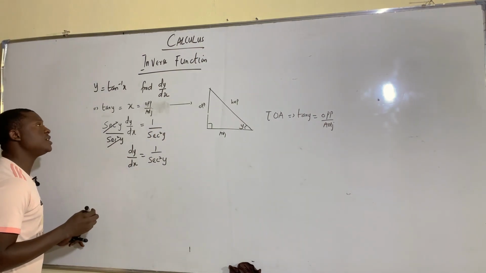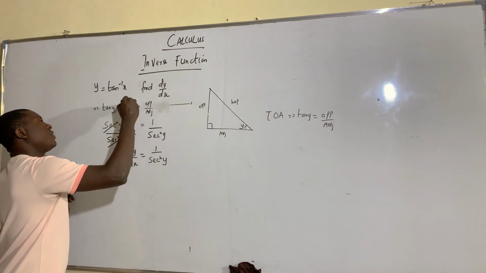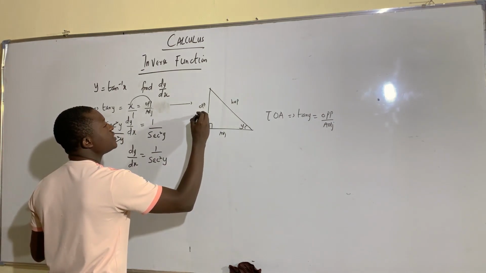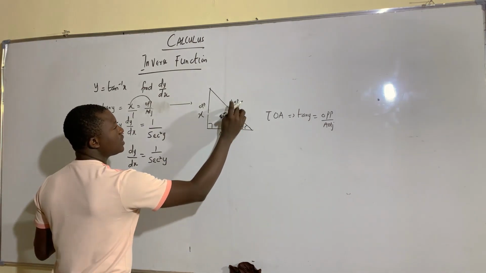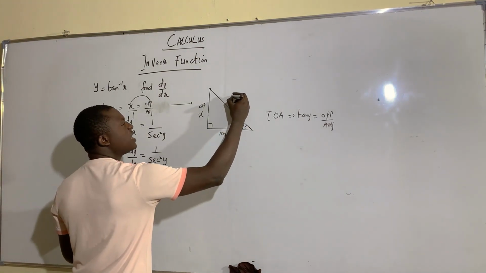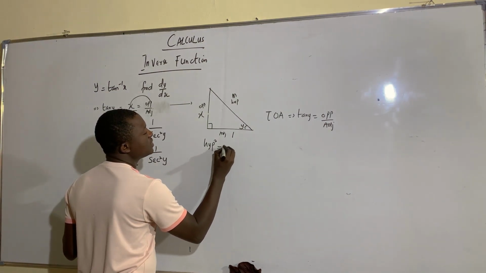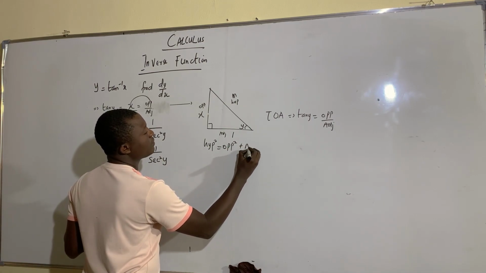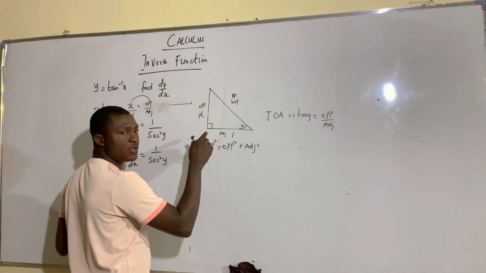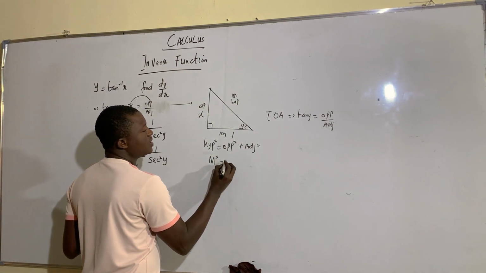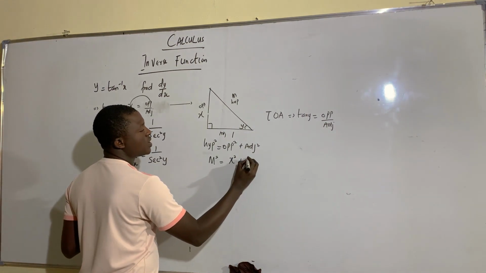compare with the one I did earlier. If you have tan y is x, that is x over 1. So by comparison, our opposite is x. I can go back and put it here, x, and the adjacent is 1. So what we are looking for is the hypotenuse. Maybe I use m. Using Pythagoras theorem as usual, hypotenuse squared is equal to opposite squared plus adjacent squared. So for the hypotenuse we have m, that's m squared. For the opposite we have x, that's x squared. This one is 1, so I have 1 squared.